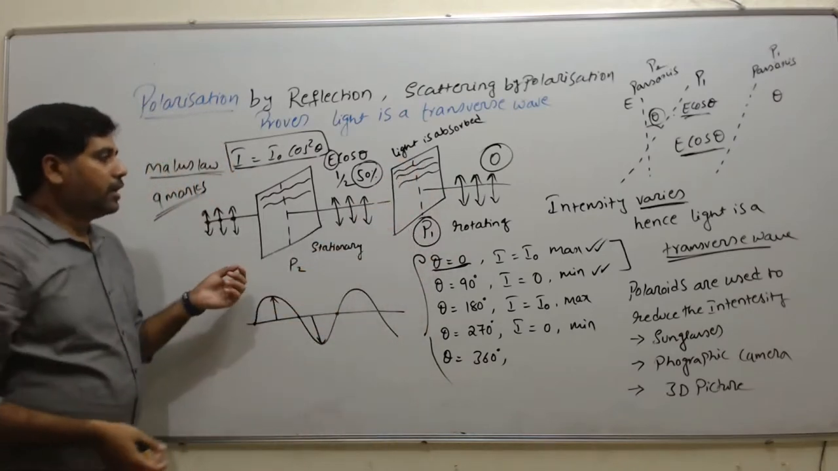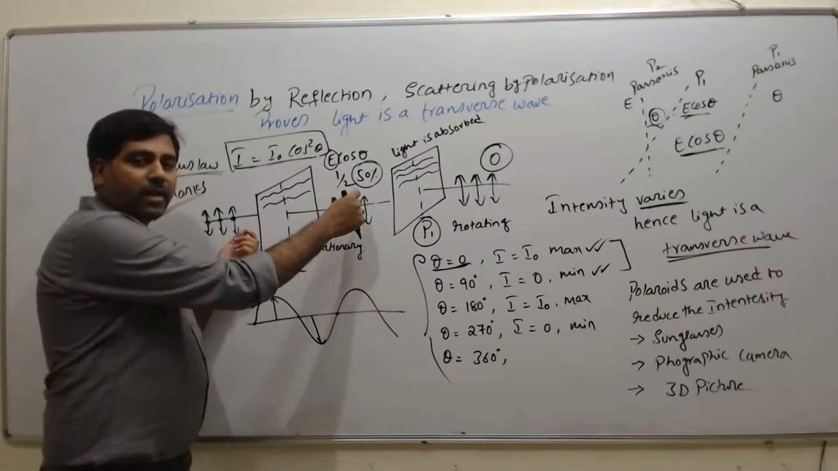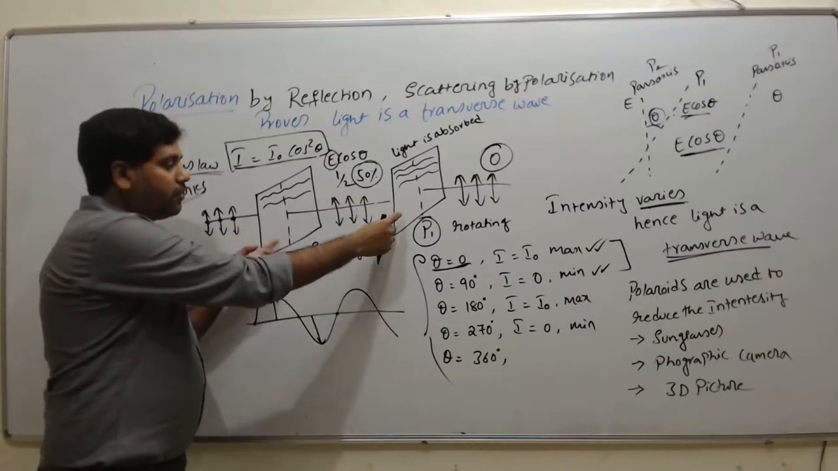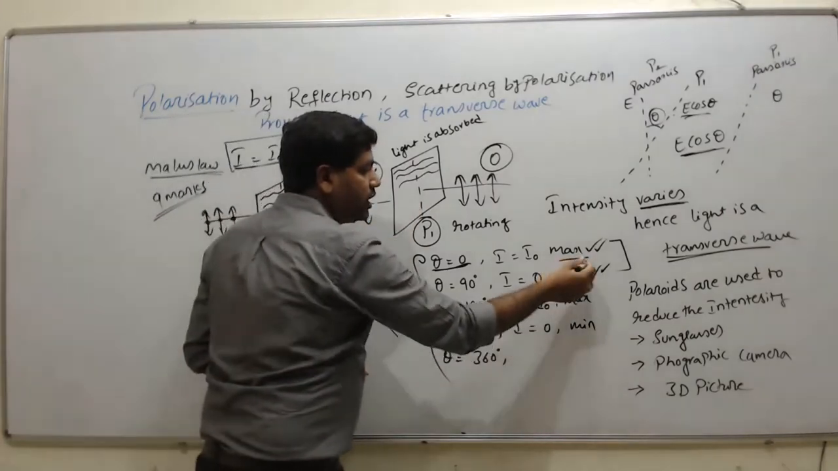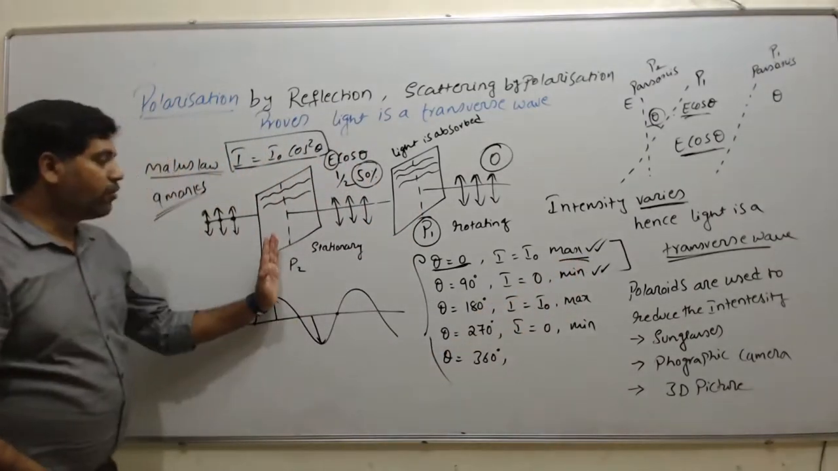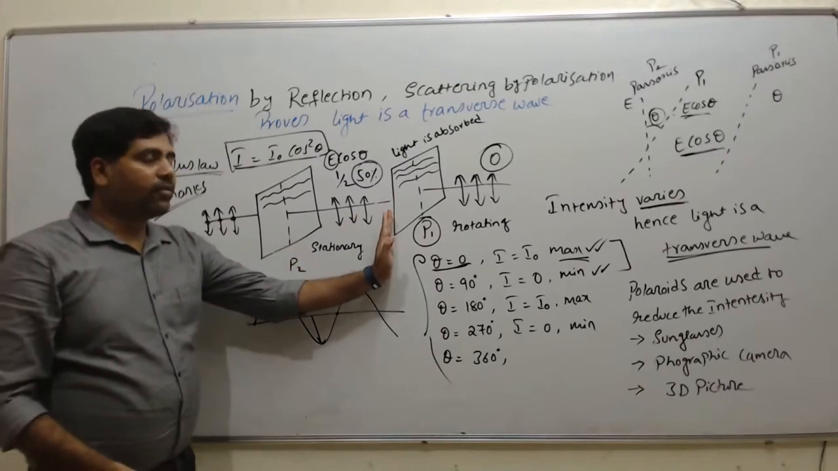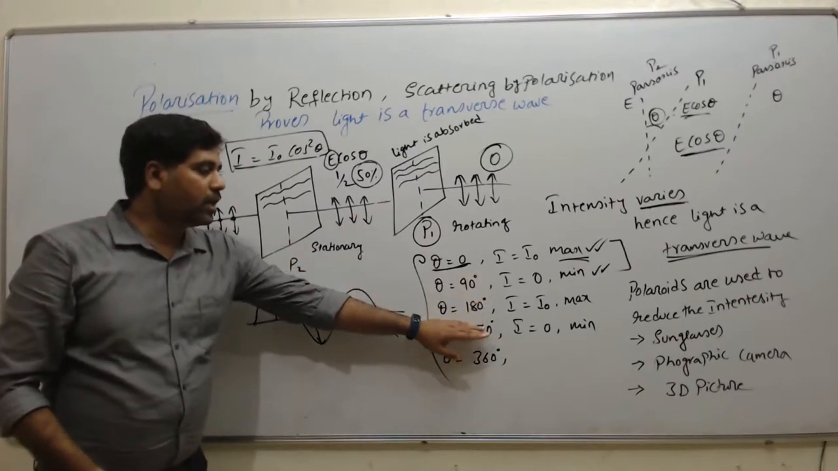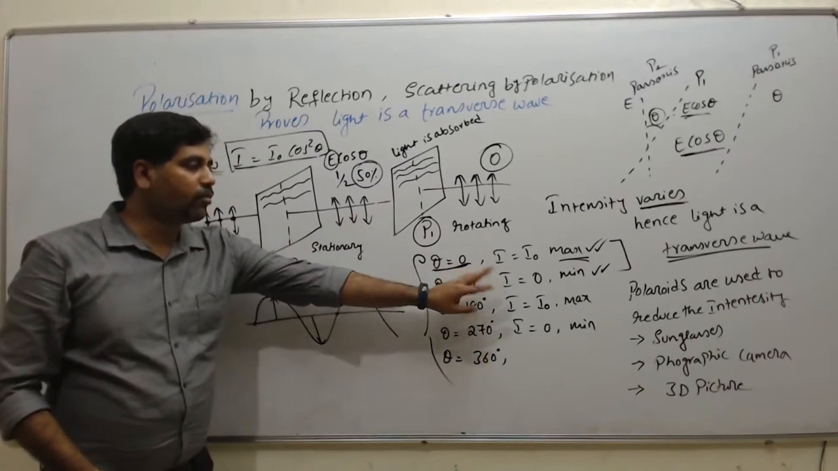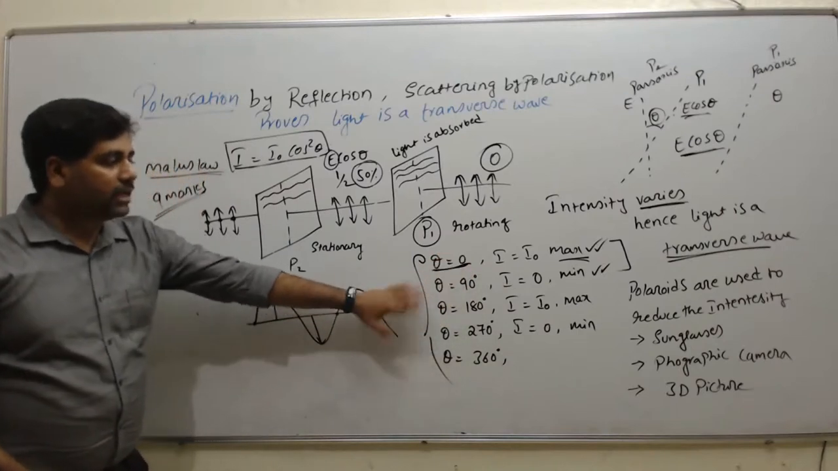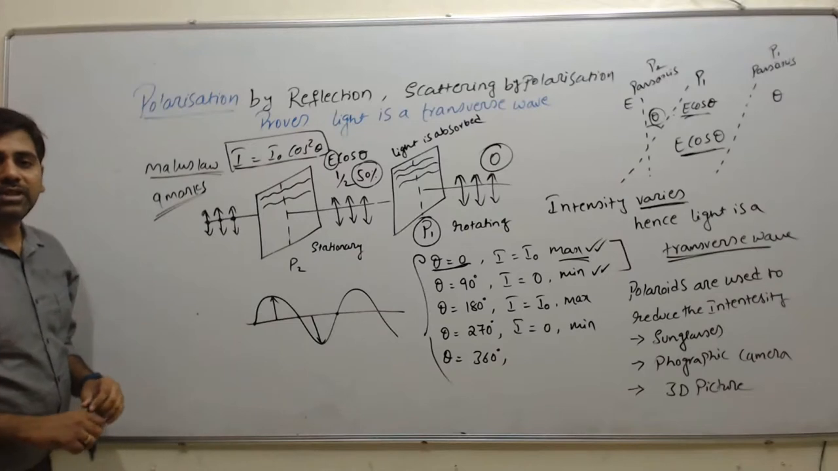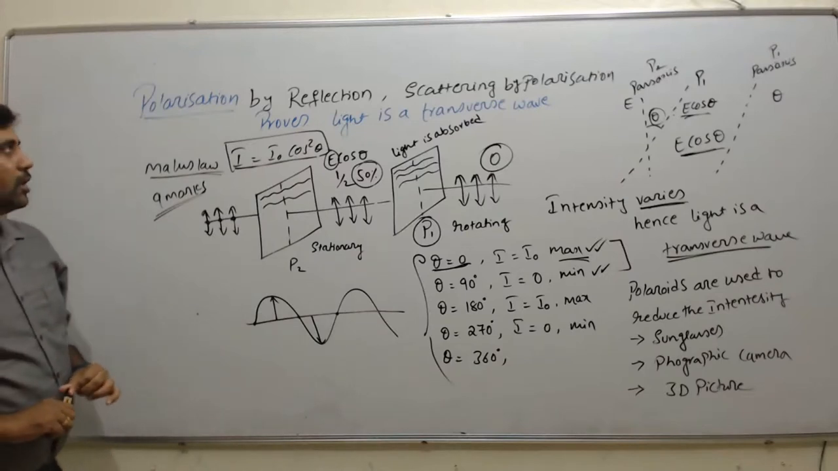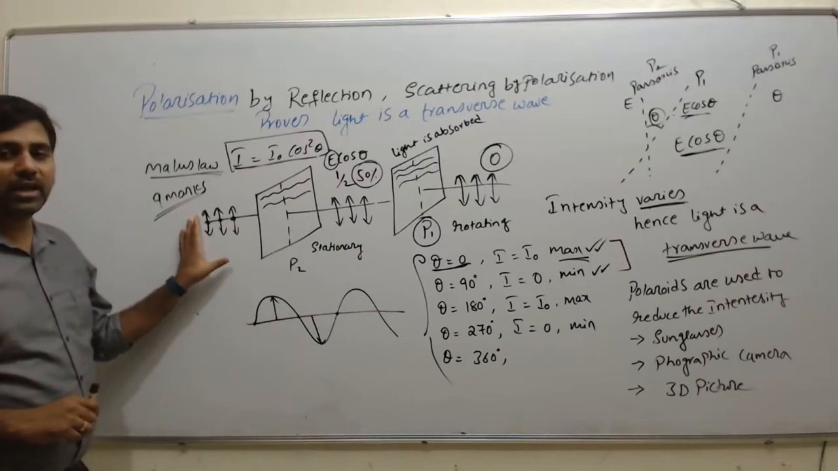If we rotate both by the same angle, there will be no change. Always these two axes will be parallel, then the intensity will always be maximum. Keeping one stationary and rotating the other, we get variable intensities, maximum and minimum. When the intensity varies, we prove that the light waves are transverse in nature, right? So this is about polarization.